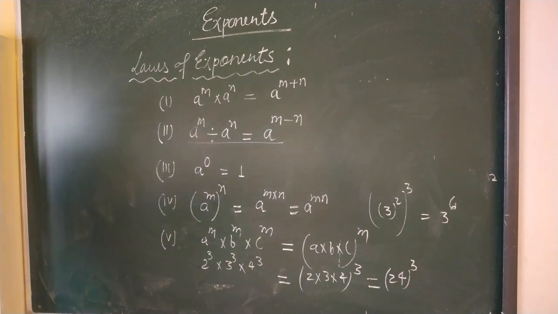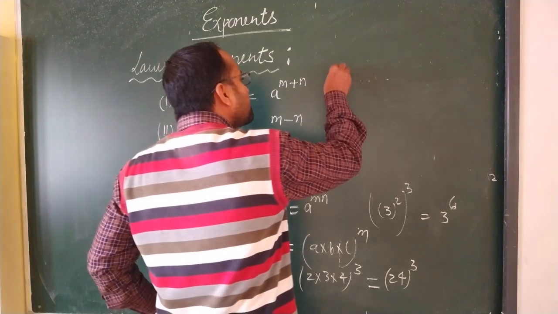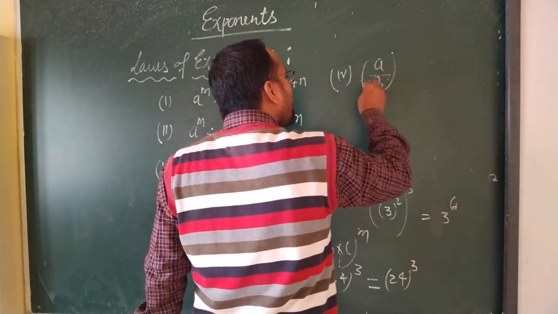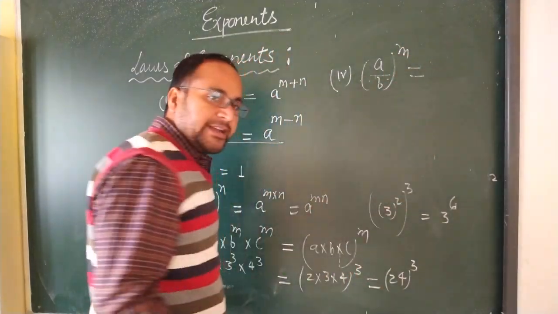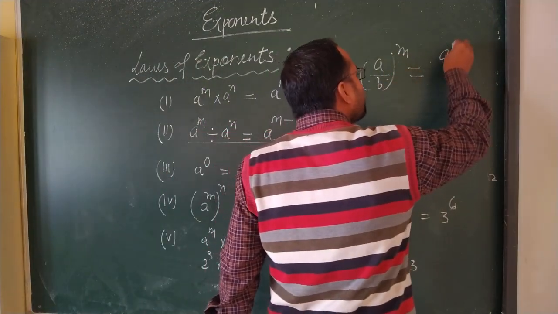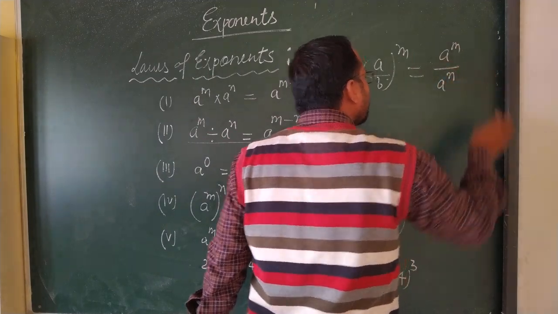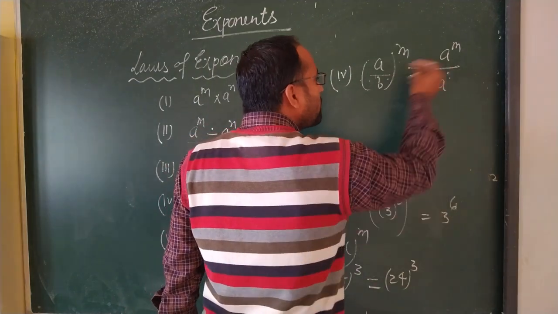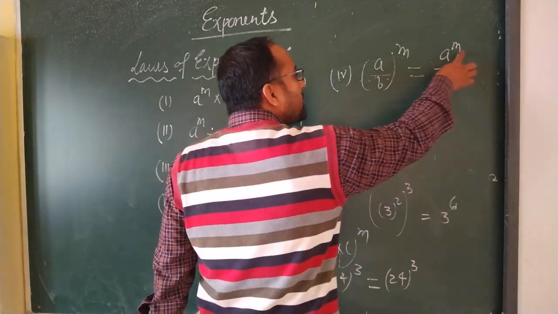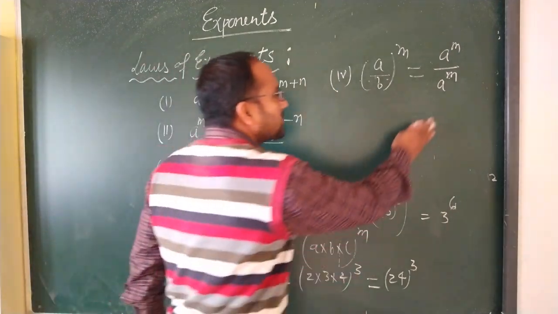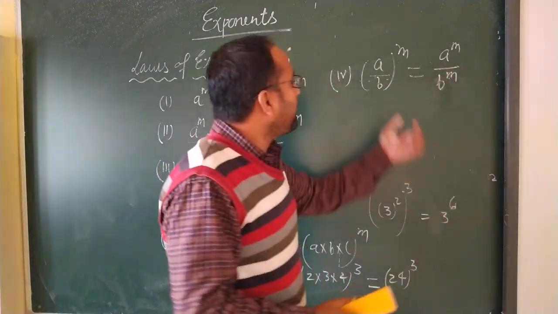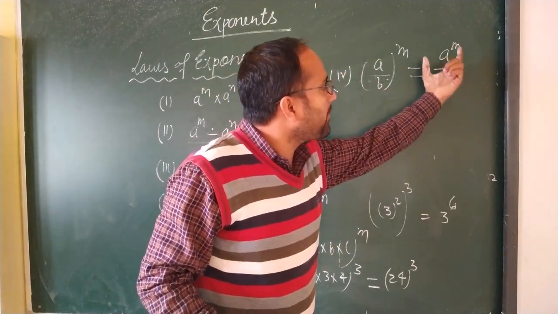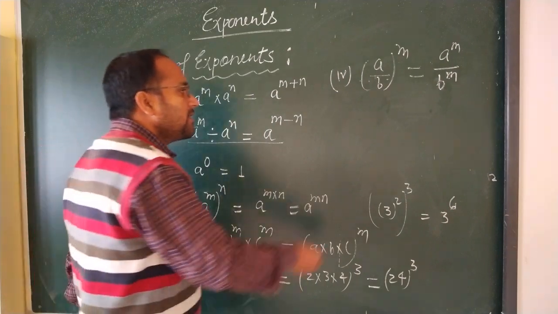Next property is property number 4. Okay, very important. Suppose it is given that (a by b) to the power m, and if you want to write it separately, then you will write a to the power m upon b to the power m. Okay, (a by b) to the power m, and if you want, you can separately write that one as a to the power m upon b to the power m. Okay, same as it is.